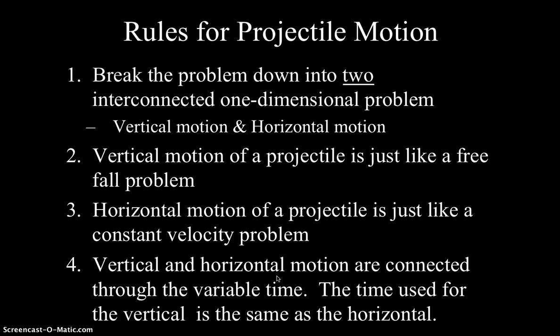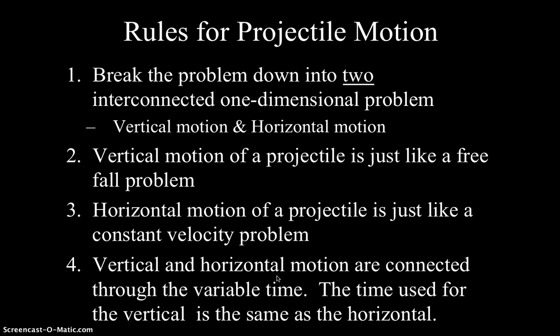So here are some rules for projectile motion. We are going to break the projectile motion problem down, whether it's horizontal or vertical motion, into two interconnected one-dimensional problems. So moving in one direction. So we'll break it down to vertical motion, as we did in free fall, and the horizontal motion, as we did with your mousetrap car. And we're going to combine the two in some way, but we're going to solve for them independently from each other, because from your reading, the motion in the x and motion in the y are independent from each other.